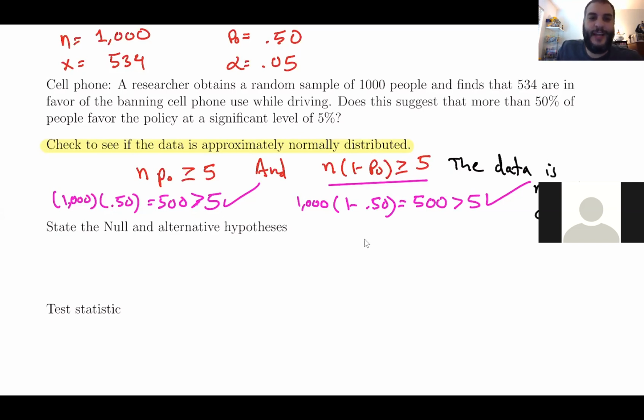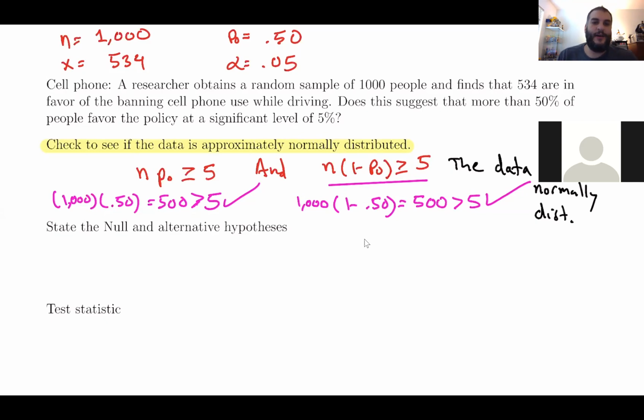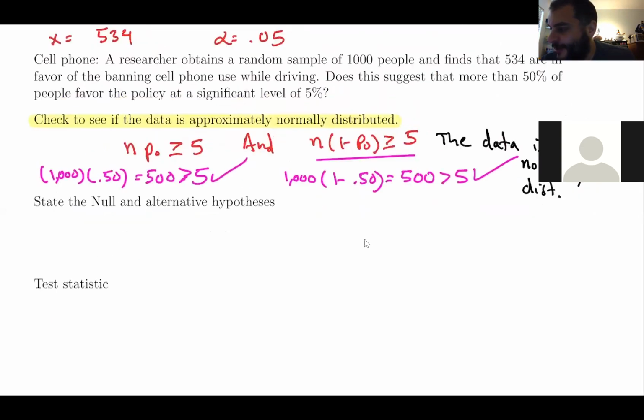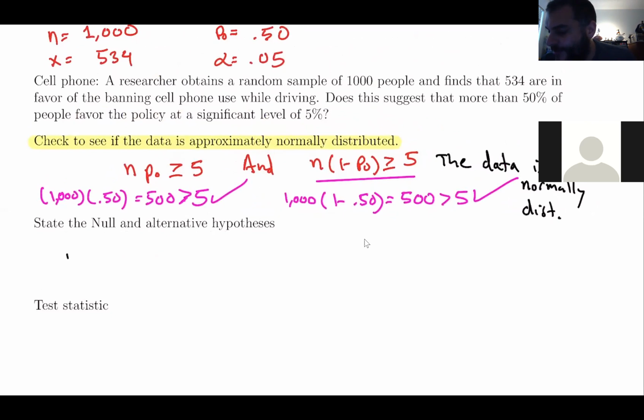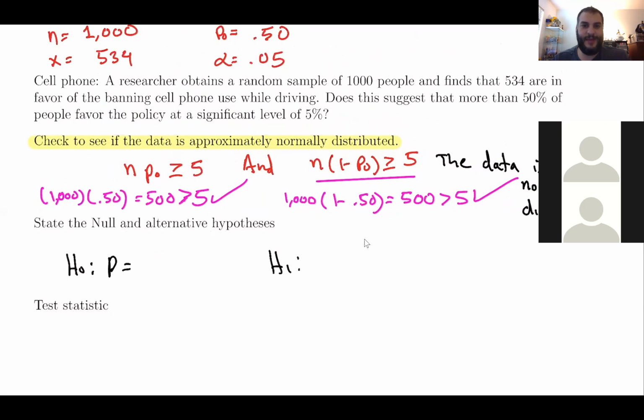So the second part, if you look at it, it says state the null and the alternate hypothesis. So to state the null and the alternate hypothesis, that is saying we want H0 and we want H1. So if you look at this one, we're going to say P is equal to the claim of the proportion they're claiming at 50%. So you say P is equal to 0.50. This one will also be P and 0.50.